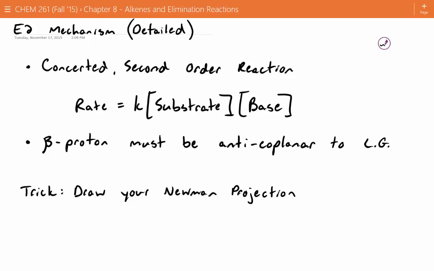How can you rotate a Newman projection? Because you want it to be anticoplanar, isn't it? Yeah, so let's take a look at an example of this, and then we'll see it in action. Did you have a question? So there's only one hydrogen that's anti. Well, let's see this in context of an example.